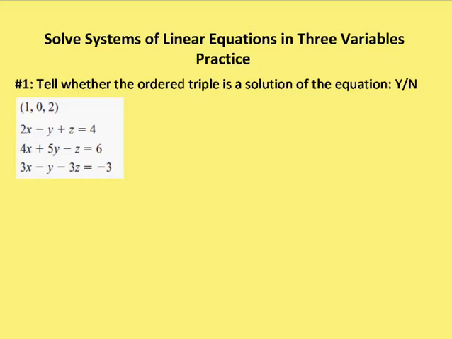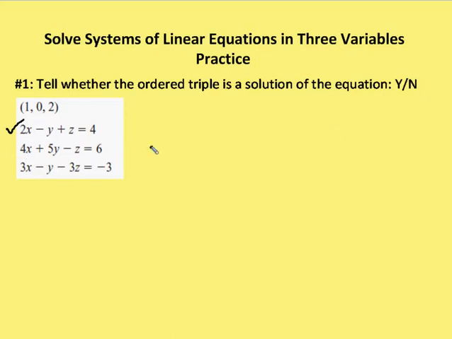So let's take the first problem. I'm going to substitute 1 in for x, 0 for y, and 2 for z. So I get 2 times 1 minus 0 plus 2 is equal to 4. 2 times 1 is 2, plus 2 is equal to 4. So the first equation checks out. 2 plus 2 is 4, and 4 is equal to 4. That's a true statement.